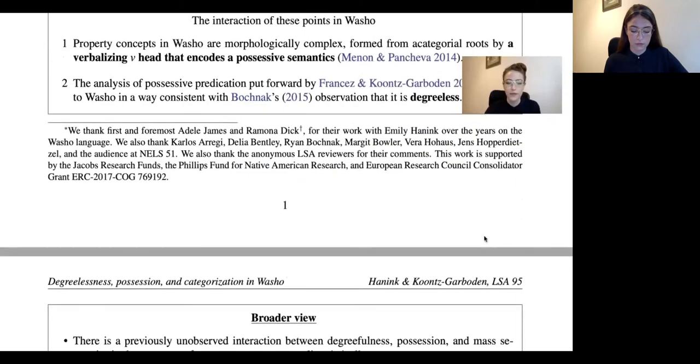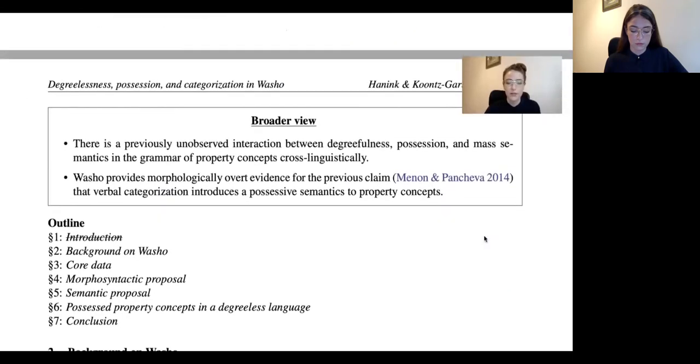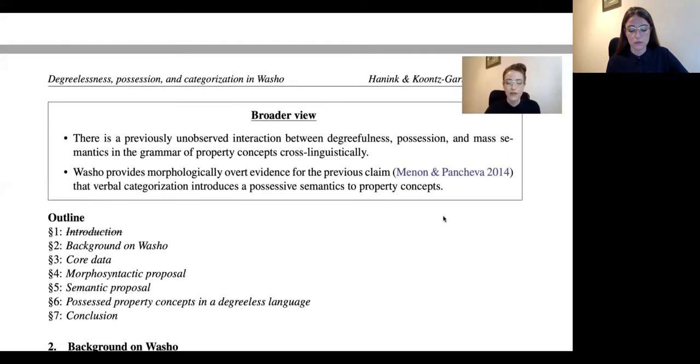Now, the broader view of both of these points is as follows. We point out first that there is a previously unobserved interaction between degreefulness, possession, and mass semantics in the grammar of property concepts across languages. And secondly, Washoe provides morphologically overt evidence for the previous claim put forward in Menon and Pancheva that verbal categorization introduces a possessive semantics to property concepts, allowing them to predicate of individuals.